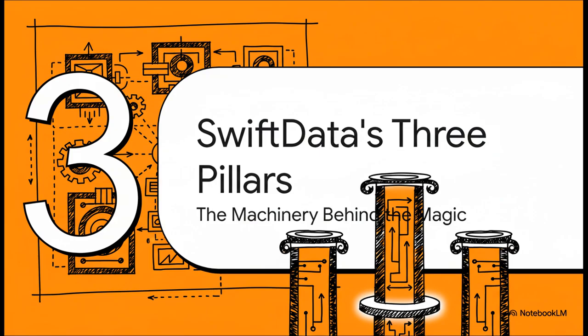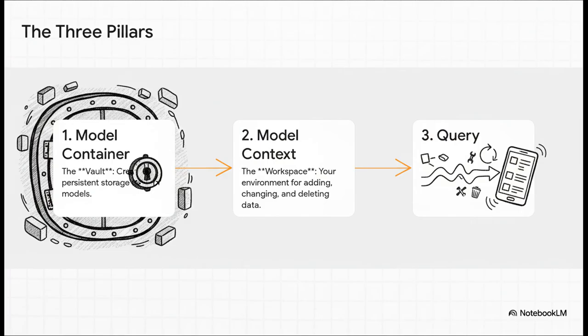So, we have our blueprint. But what's the machinery that's running this whole operation behind the scenes? Well, that brings us to section 3, Swift Data's 3 foundational pillars. First, there's the model container. Just think of this as the vault. It's the secure database on the device where all your data lives. Second, the model context. This is your workspace. It's where you do all the work, adding new things, changing them, deleting them. And third, the query. This is the live feed. It fetches the data from the vault, and this is the magic part. It keeps your app screen perfectly in sync with your data.